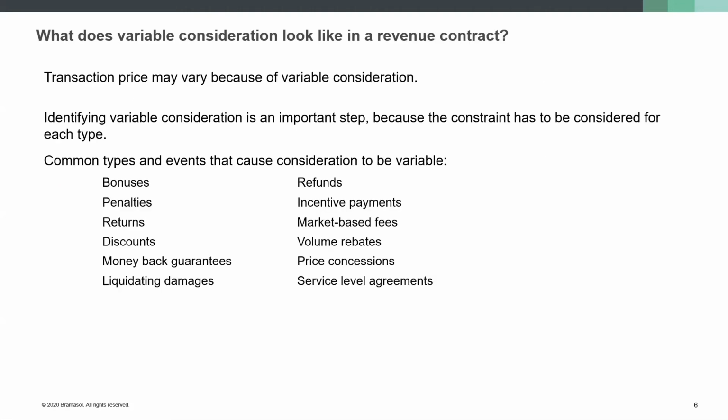So what does variable consideration look like in real life? What does it look like in your contracts? This is very important for all the good people out there who are reviewing revenue contracts on behalf of their companies. Variable consideration can look like a bonus, a penalty, a return, a discount, any type of money-back guarantees, refunds, market-based fees, volume rebates, price concessions, SLAs or service level agreements, and liquidated damages.